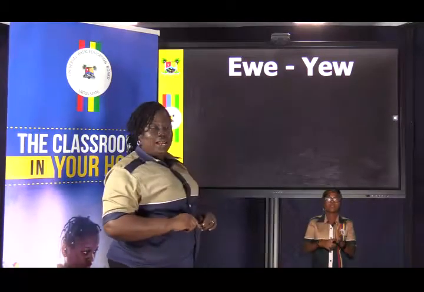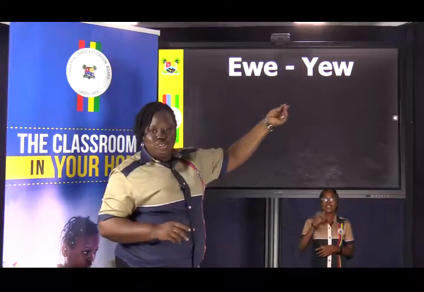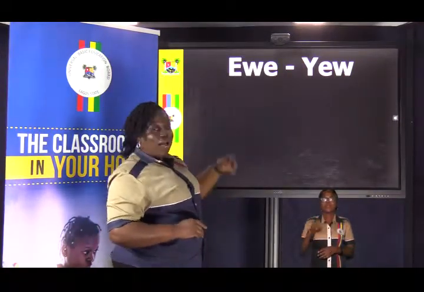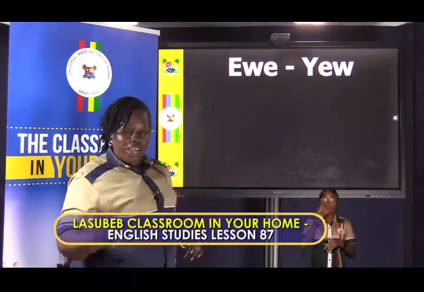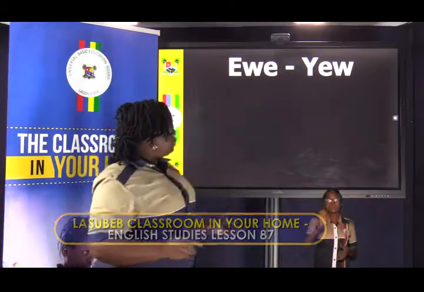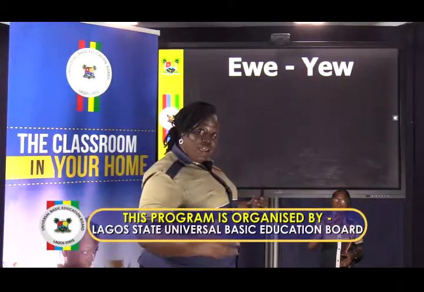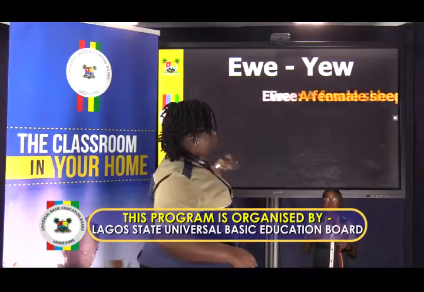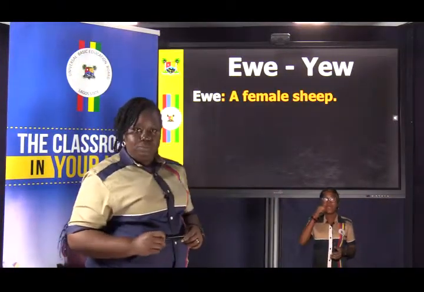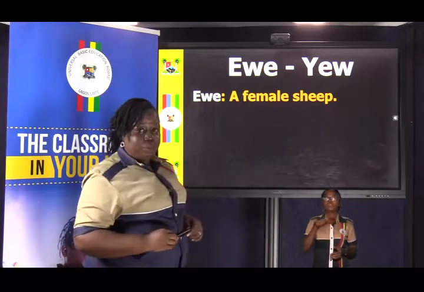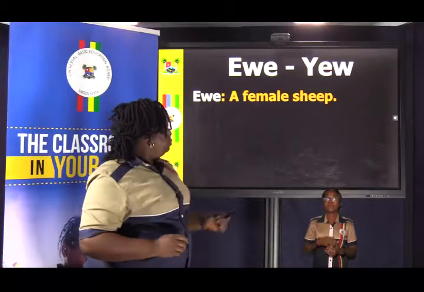We're still on homophones. They sound alike, but they have different meanings. Look at this, the next set of homophones. Ewe and yew. One is spelled E-W-E. Another one is spelled Y-E-W. Their meanings? You are eager to know what they mean. Sure, we'll get there. A female sheep is called ewe, E-W-E.